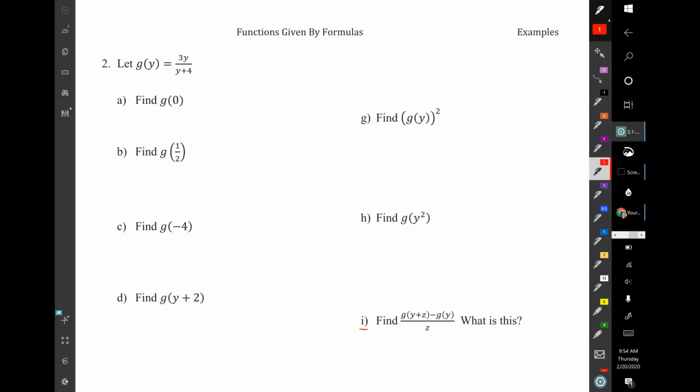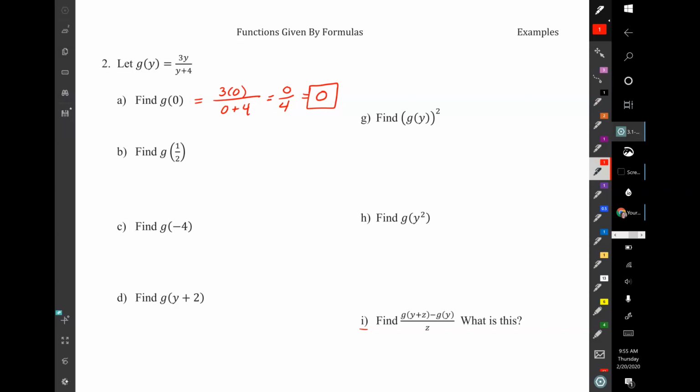So let g of y equals 3y all divided by y plus 4. So plugging in g of 0, you should be able to do that one just fine. Just pop that right in. 3 times 0 over 0 plus 4. I would get 0 over 4. And then make sure you do write equals 0. That is not undefined. 0 divided by 4 does give me 0. And you don't want to leave it just 0 over 4. That would be considered unsimplified, and you would be marked off for that, or marked wrong in the online homework.